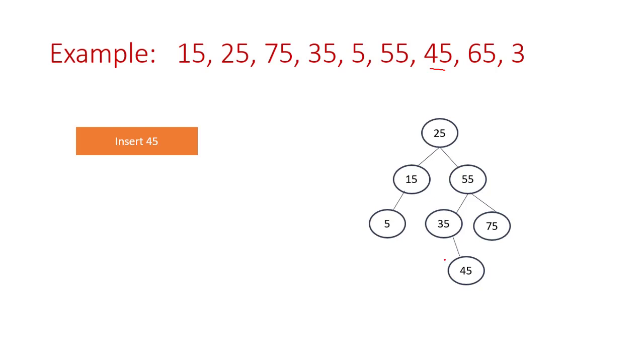The balance factor of all the nodes is 0 here. This is 0. The balance factor of 35 is minus 1. The balance factor of 75 is 0. The balance factor of 55 is 2 minus 1, that is 1. The balance factor of 15 is 1. The balance factor of 25.